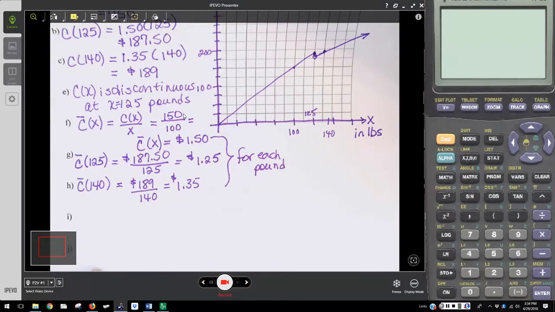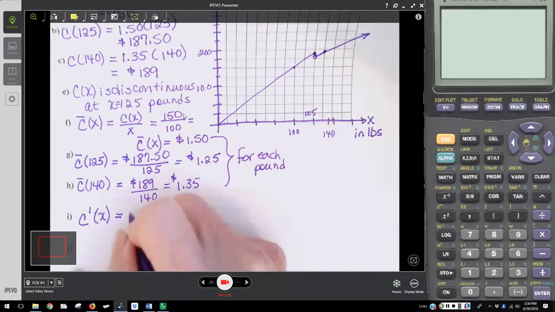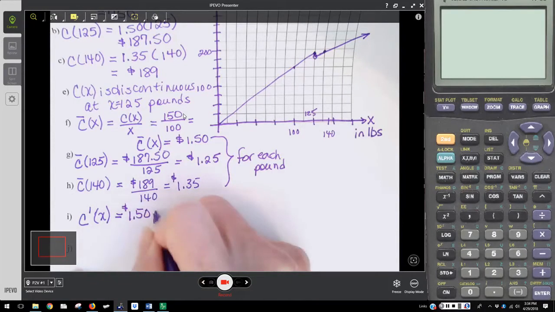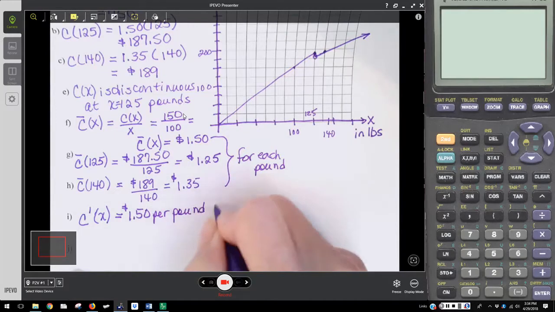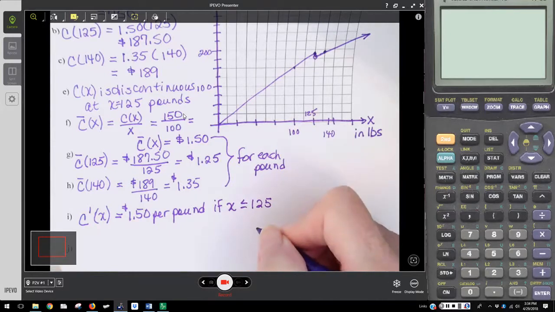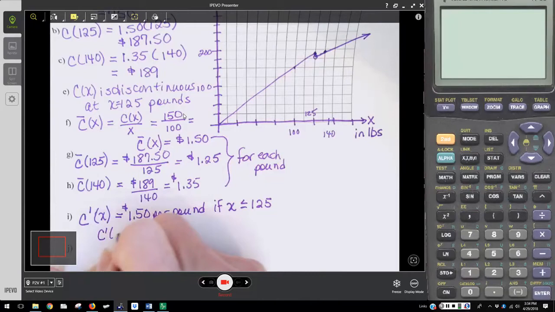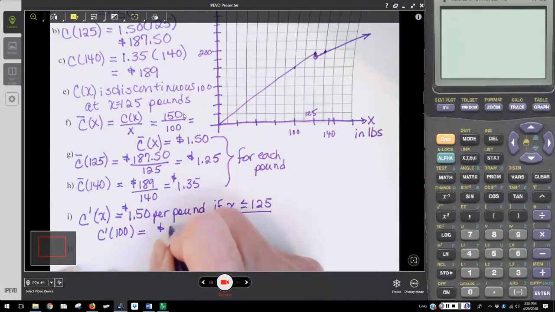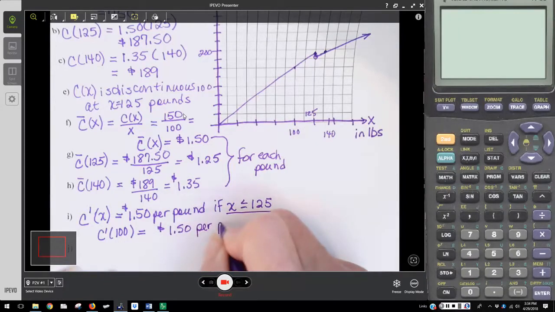Part I says find and interpret the marginal cost, that is the instantaneous rate of change of the cost. Well, that's C prime of X. And when X is equal to or less than 125, that's $1.50. So for 100 pounds, C prime of 100 is going to be, just like it is for every other pound in this range, $1.50 per pound. Because $1.50 per pound doesn't change for that entire range.